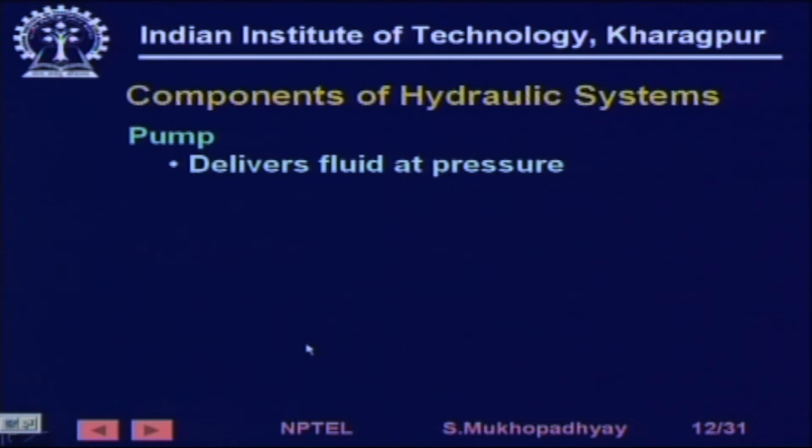Now, we come to the main components. First is the pump. As we have seen, the pump is the generator of the hydraulic energy. That is, it delivers fluid at a flow rate which is determined by the load and at a given pressure. Now, who drives the pump? The pump cannot generate energy by itself, so the pump has to be driven by some other means. Sometimes it is an electric motor which will drive a hydraulic pump.